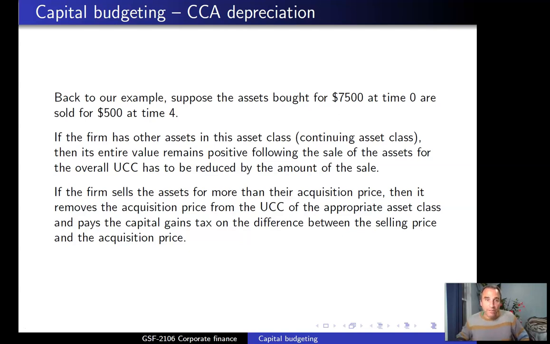The firm has to subtract the selling price, the salvage value, from the asset class. So the depreciation that applies to the entire asset class will decrease. So the value of the assets to which the depreciation rate will be applied on this specific asset class will decrease by the salvage value obtained at time 4, by the price we can obtain by selling the assets at time 4.